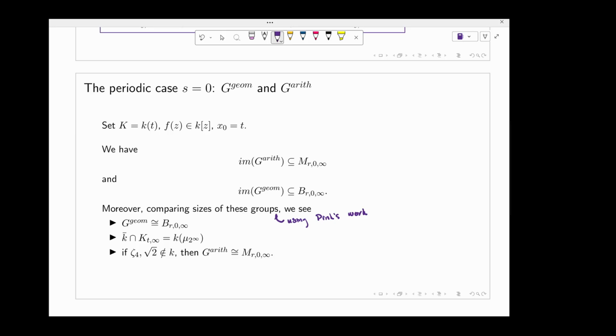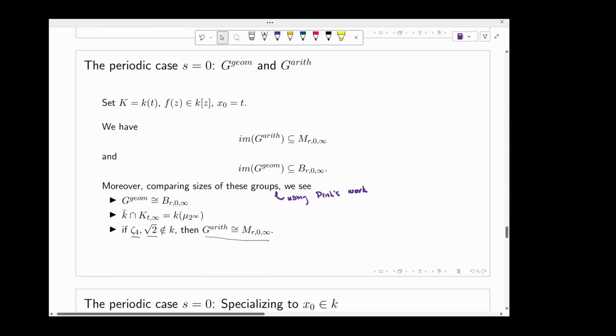And based on all of the work we've done, we can see that the algebraic elements of K that actually appear in this infinite extension are exactly just the two power roots of unity, or the field generated by the two power roots of unity. And as long as zeta 4 and the square root of 2 were not in the base field K, this G arith is as big as possible. It's this full group M.